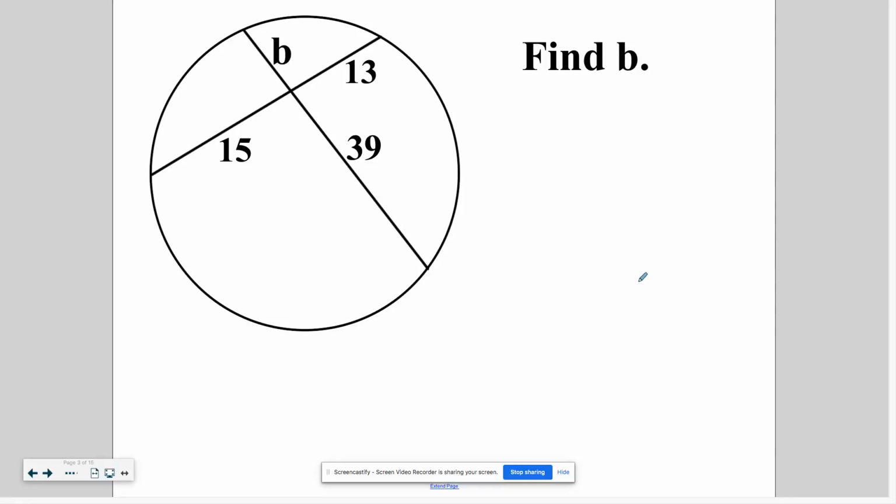So let's practice real quick when I look at something like this. Now keep in mind this point right here, that intersection point, is not the center. The center of the circle is somewhere else. So this works no matter where that intersection is. But don't think that things are bisected or things like that, like they might be if it was the center, because it's not. So what you have to do is just multiply those numbers accordingly and solve.